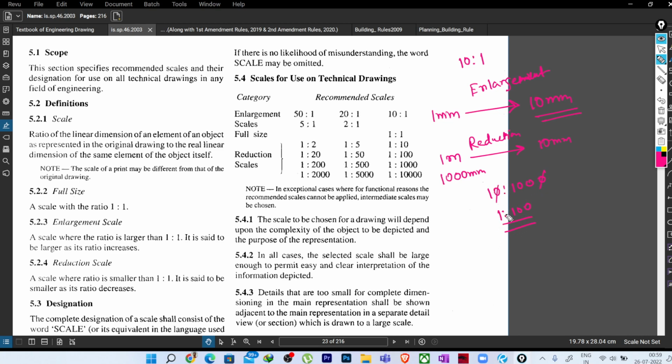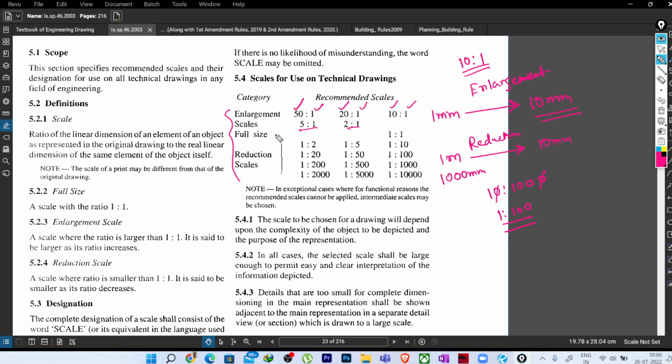So this is the reduction scale, this is the enlargement scale. Okay, so you can see the standard enlargement scales: 50 is to 1. That means 50 in the paper is 1 in the real case, 20 in the paper is 1 in the real case, 10 in the paper is 1 in the real case. Why I'm saying 10 or 1, this is actually 10 units is to 1 unit, so it may be a different unit, you can use any units actually. Then we have 5 is to 1, 2 is to 1. So these are the enlargement scales.